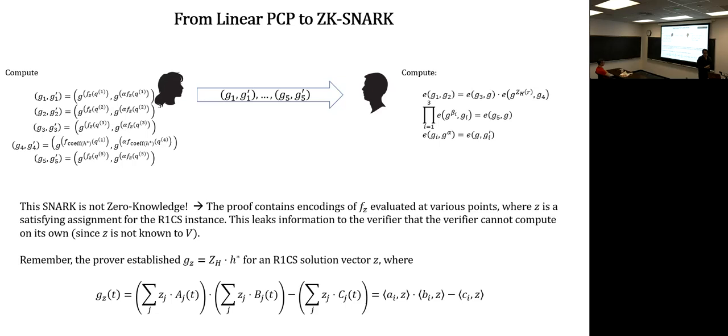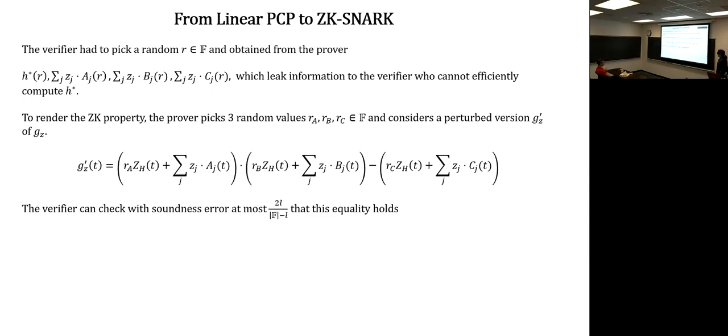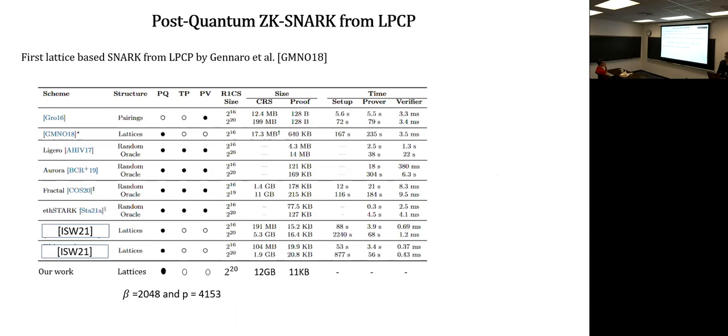The idea to make this construction zero knowledge was to add some perturbation to the equations. Anyway, I'm going now very quickly through this because I just realized that there was just too much content on it. And I only wanted to give you an idea of the current state of ZK-SNARKs from LPCP.